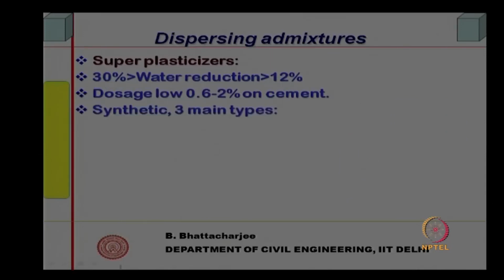The hyperplasticizer is also built into this. We have not made a separate classification here. So, superplasticizer or high range water reducing agent and very high range water reducing agent, that is hyperplasticizer, are all included here. Now, they are synthetic and of 3 types.